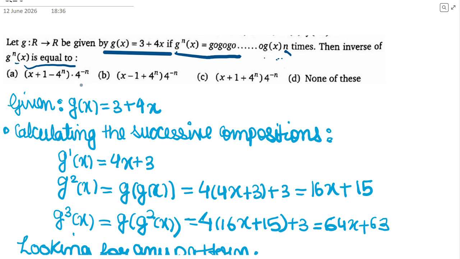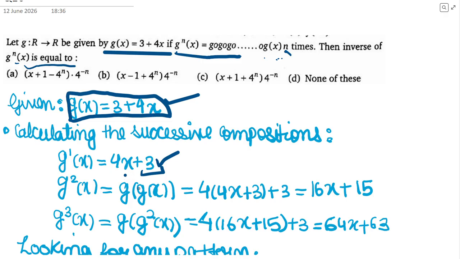All right. So we'll start with the base case, whatever is given to us. The base case is G(x) = 3 + 4x. Now we'll use the given information to find out the rest of the things. Calculating successive compositions, we'll first calculate G^1(x), which is 4x + 3. I'm writing the variable first because if the constant remains at the last, it is easier to represent the calculation.